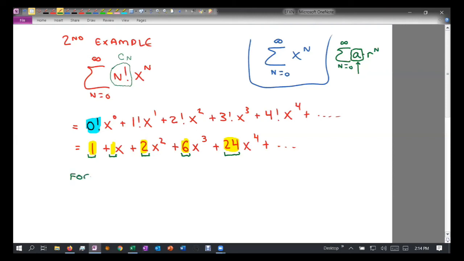Now let me ask you this. For what value or values of x does this converge?